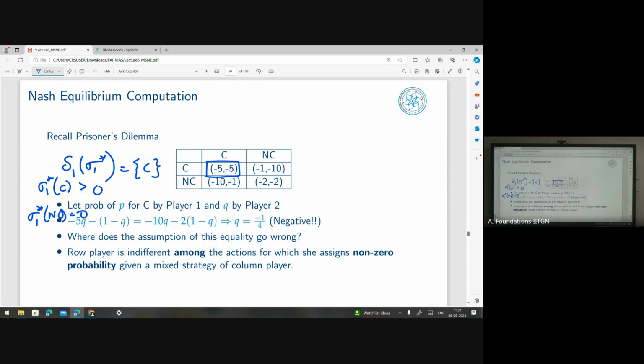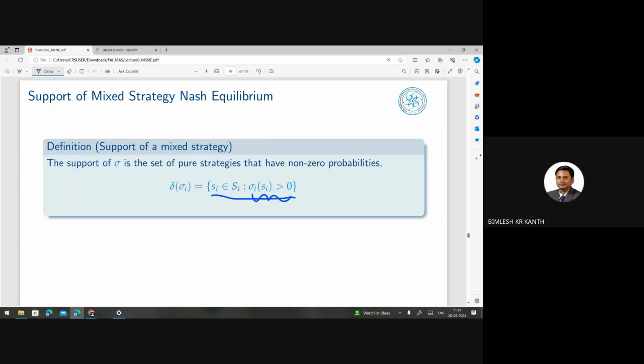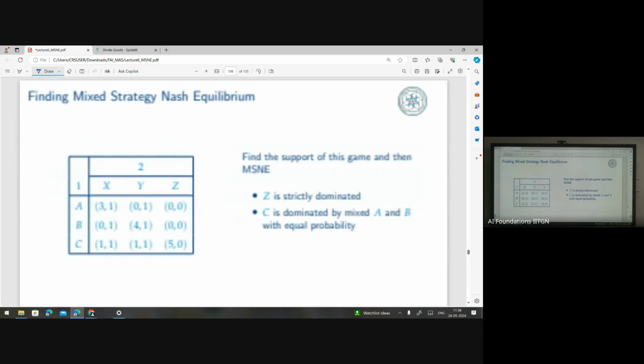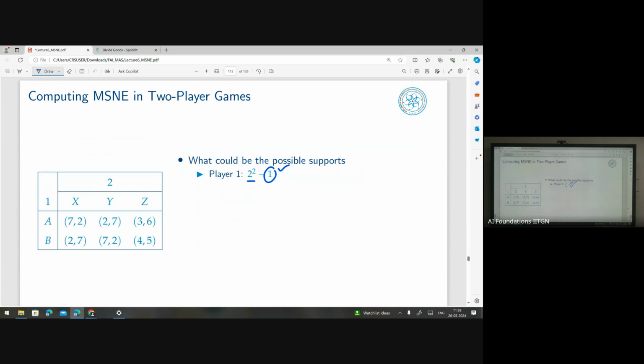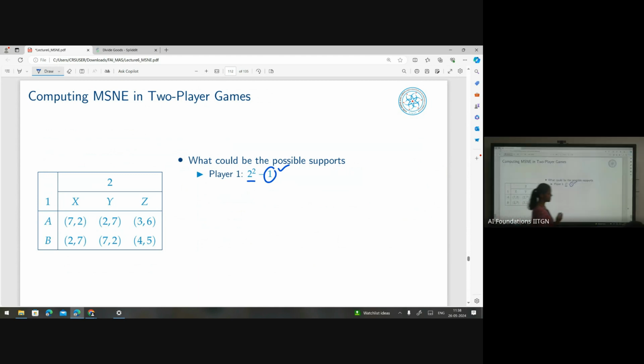So please, can we move to the next slide? Yes. So this is the criteria based on which we are finding the support and then equating. Suppose it was some other matrix, say 3 cross 3 or anything else. I gave an example of this matrix, right? In this matrix, there are so many possible supports. For agent 1, what are the possible supports? A, B, and AB, right? So we have to check for each of these supports.